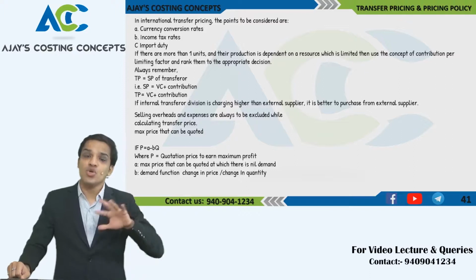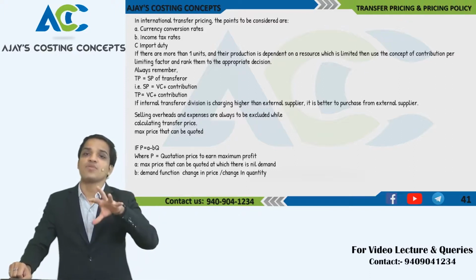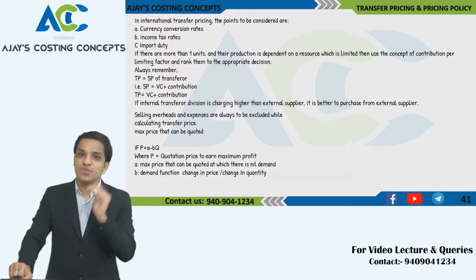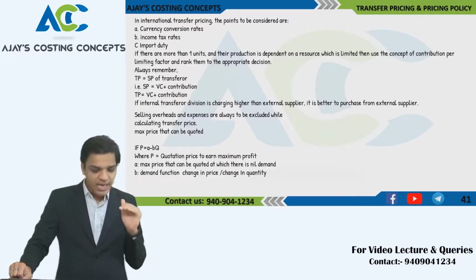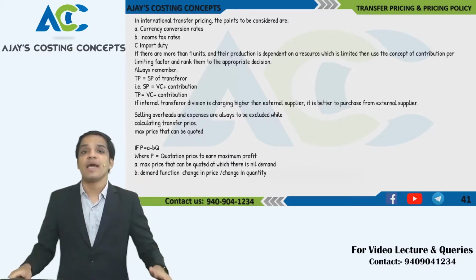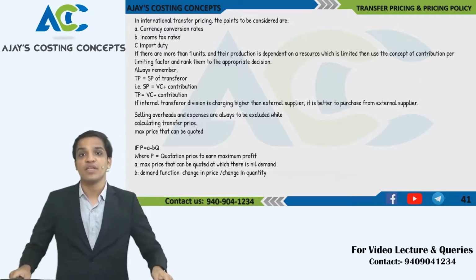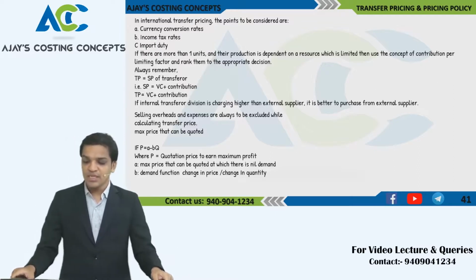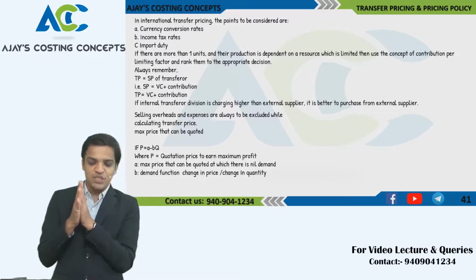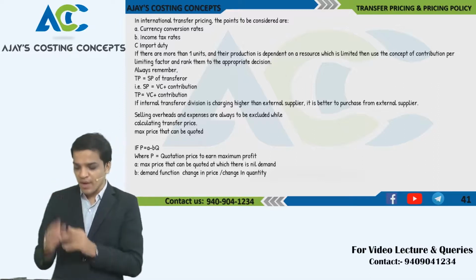Transfer pricing also, there are a few questions where pricing and transfer pricing are put together. So what should be the price of a product? It should be A - BQ. What is A? A is the quotation price to earn maximum profit. What is the price that you should put to earn the maximum profit? That is P. The maximum price should be at such a place where the maximum that can be quoted is at which there is nil demand.